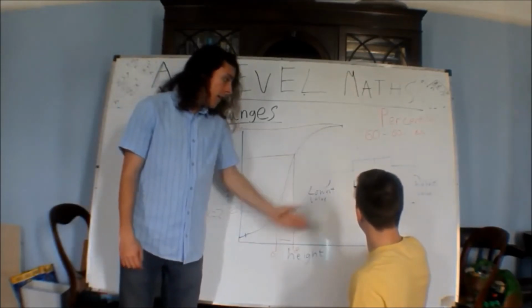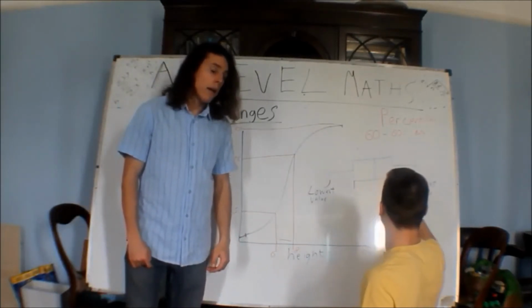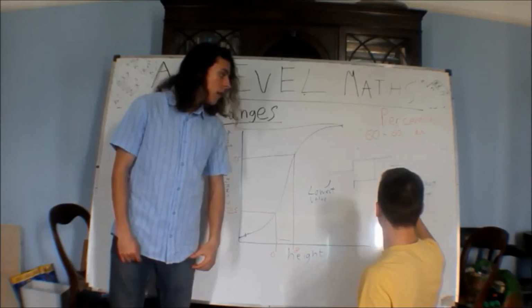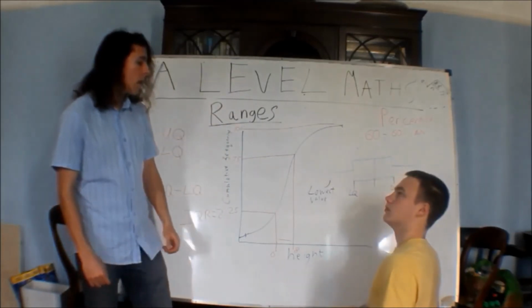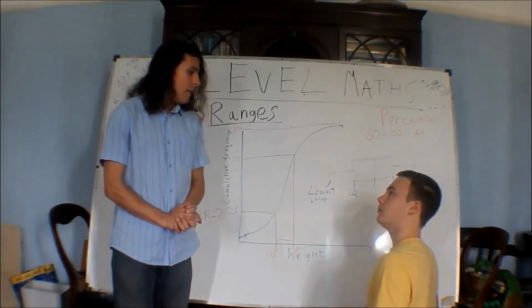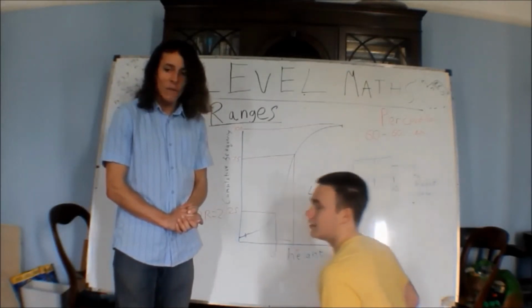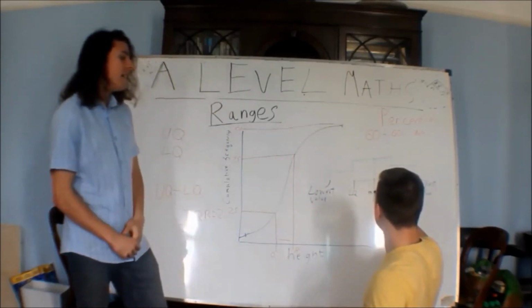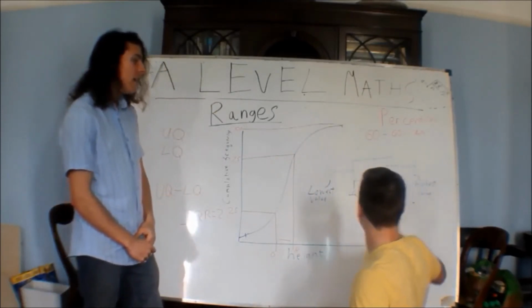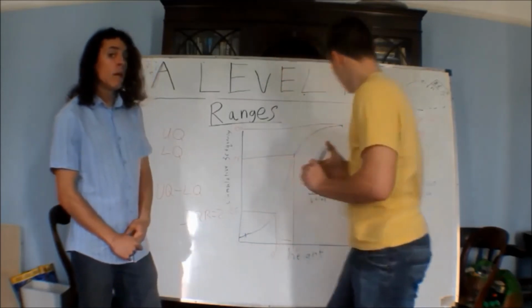Then we have these two sides. These would be our lower and upper quartiles. So what's this line in the middle? Is it the mean? Oh, no. The median. Some people think it's the mean. It's the median, you see, which is the very middle value. That's why it's in the middle.